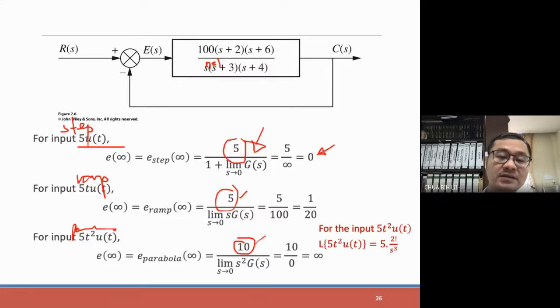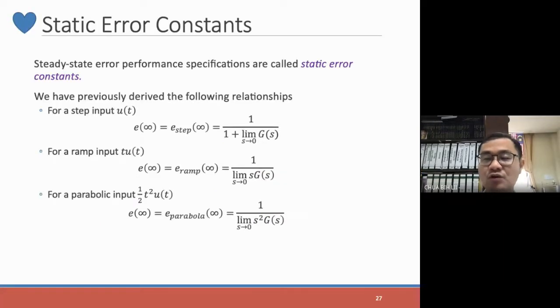So when we increase the input, its contribution would be further increased. That's all. So that is how you can estimate the final value or the steady state value from the final value theorem. All right.